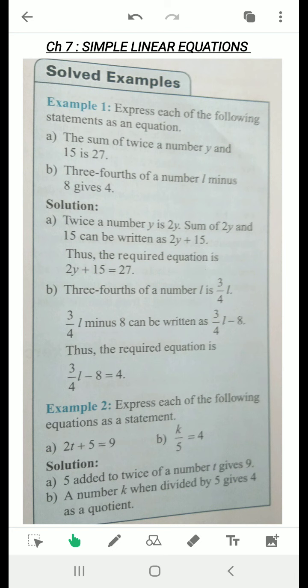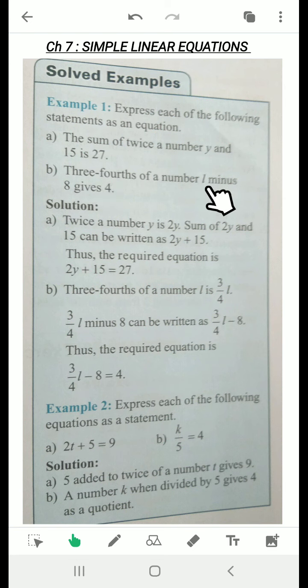That we have done in the algebraic expression. But now the thing that changes here is, it is given that the sum of twice the number y and 15 is 27. Whenever it is written "is", we convert it into an equation, that is 2y plus 15 equals 27. Wherever "is" is written, there I will write equal. So 2y plus 15 equals 27. That will be our equation. Twice the number y, 2y plus 15, because sum is given, is 27.